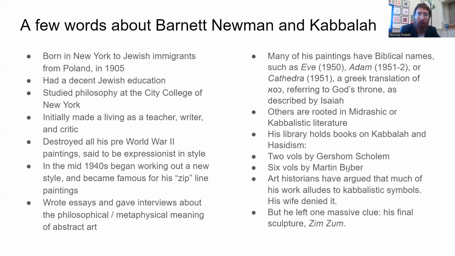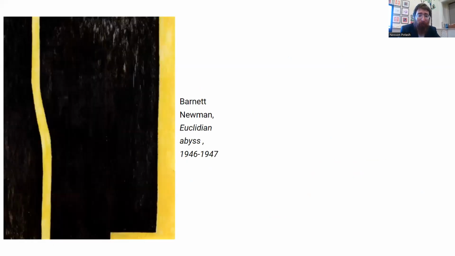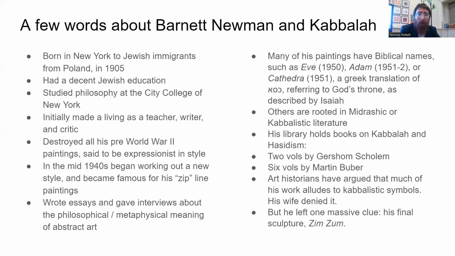Okay, so here's just a brief overview of Newman's biography and his relationship with Kabbalah. Just a couple of points. I'm not going to read the whole thing over there, but Newman originally started out life as a teacher and an art critic. Apparently, he produced art before the mid-1940s, but destroyed it all. And the paintings that survive are all from the mid-1940s and onward.